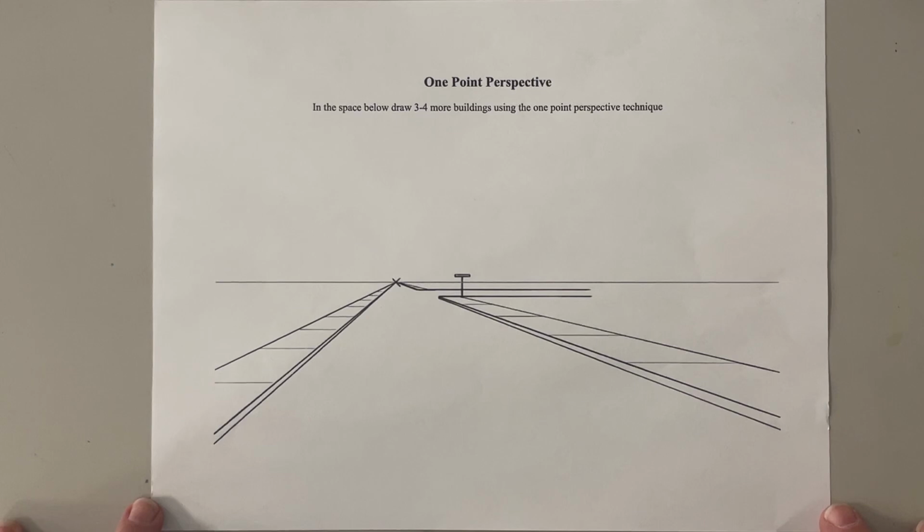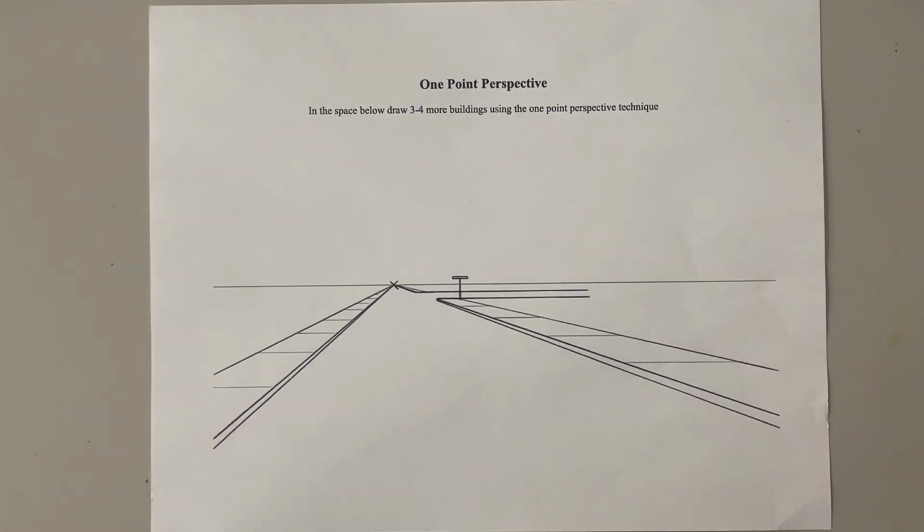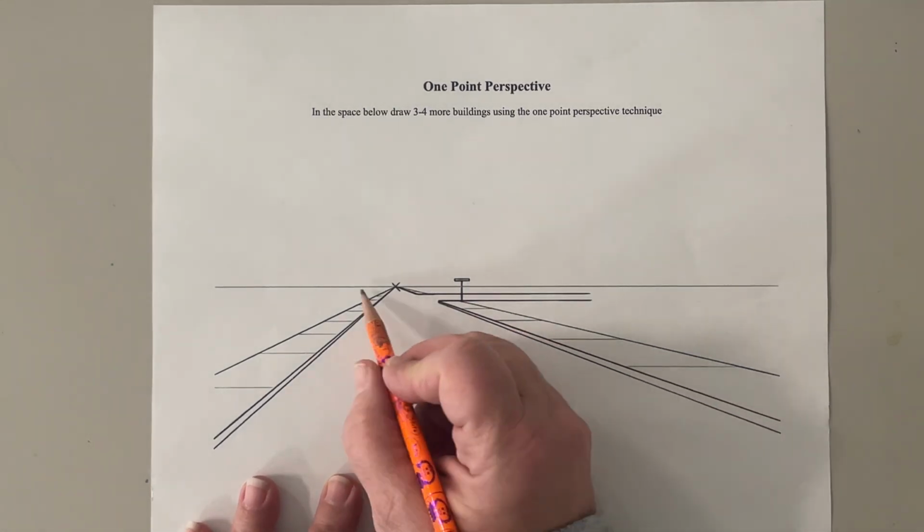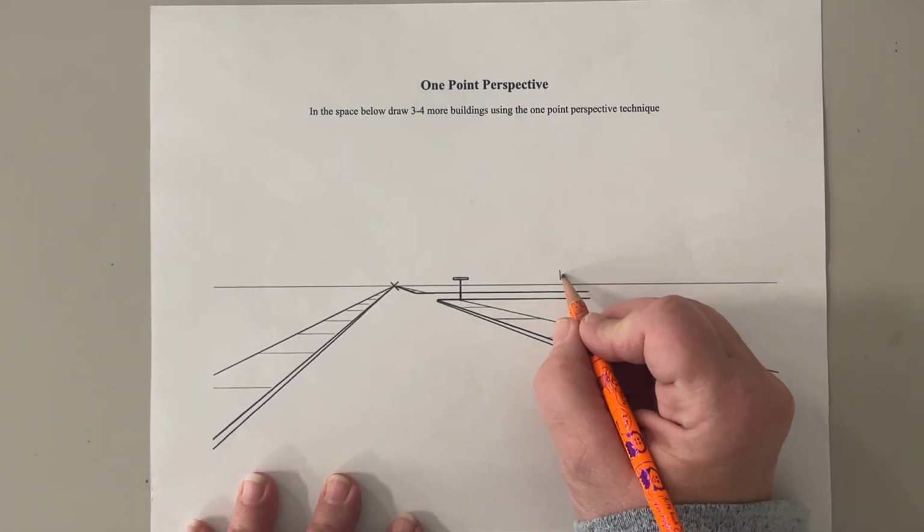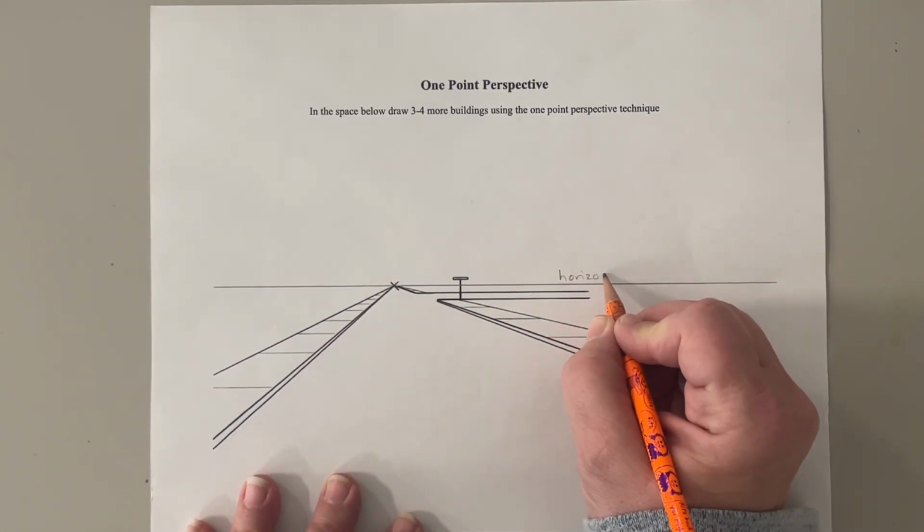So today I'm going to review the basic steps of one-point perspective like we did in class. So if you were absent, or if you need to view this for future reference. A couple of things we do want to make sure we go through today as far as review: in one-point perspective, you're always going to need to make sure that you have a horizon line.